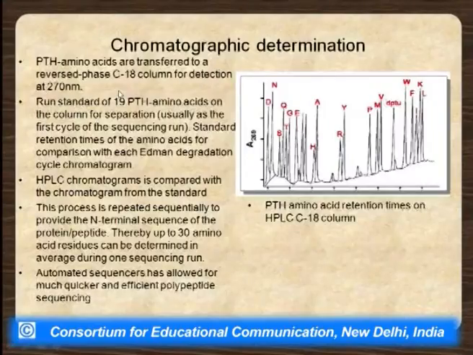So, this technique of degradation is coupled with HPLC or a liquid chromatography system, and these PTH amino acids are then transferred to a reverse phase C18 column for detection, and this can be read easily at 270 nanometers.